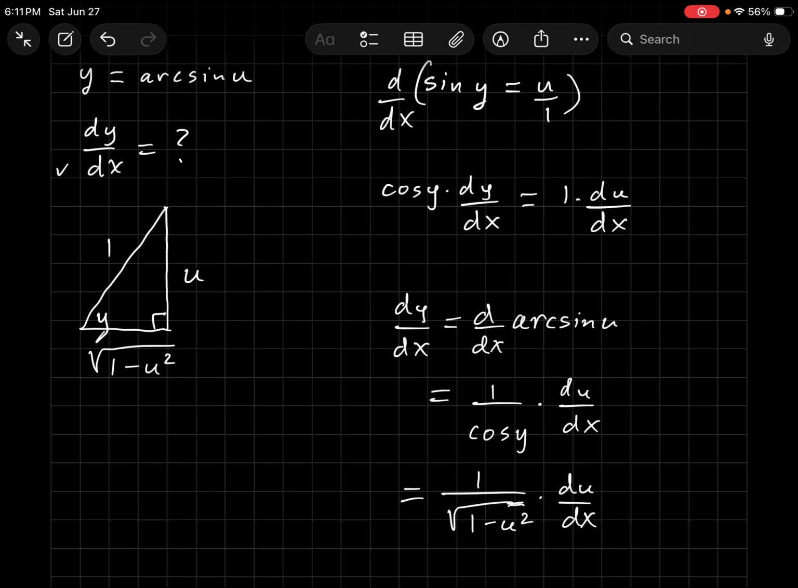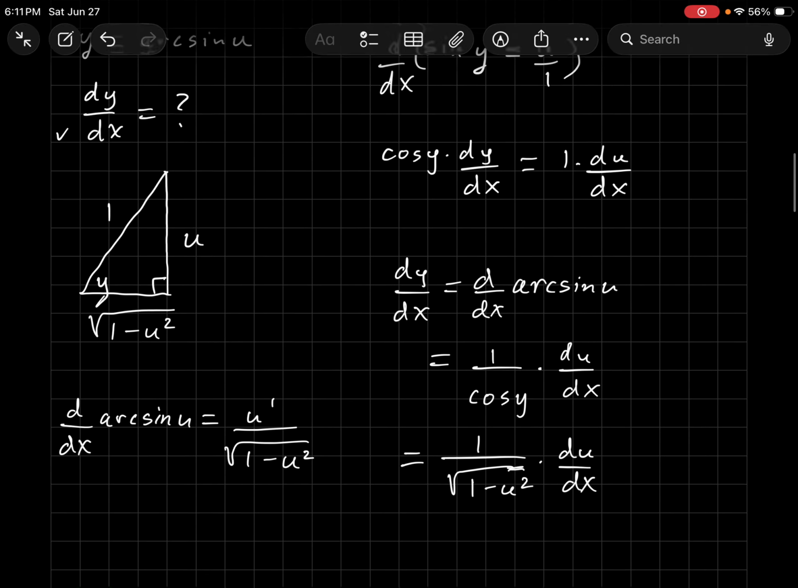So very often when you see the derivative of the arcsine, books will have it in the general case, the derivative of the arcsine of u, and they're often going to write it this way. Instead of 1 over root 1 minus u squared times du dx, they're going to write u prime, equivalent to du dx, over root 1 minus u squared.